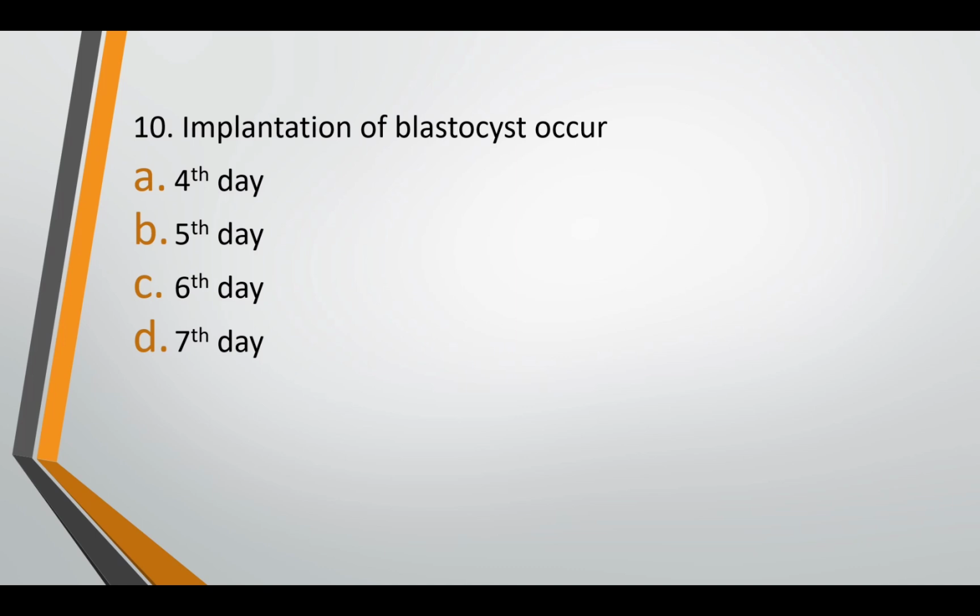Question number 10. Implantation of blastocyst occurs on option A. 4th day after fertilization, option B. 5th day after fertilization, option C. 6th day after fertilization, or option D. 7th day after fertilization. Implantation of blastocyst occurs on? The correct answer is option D. It occurs on the 7th day after fertilization.